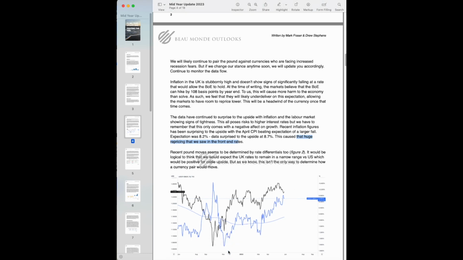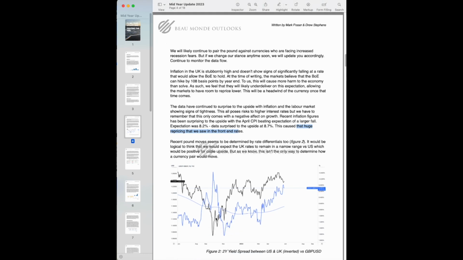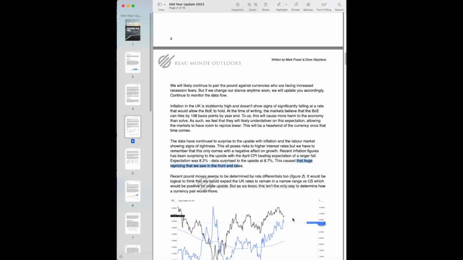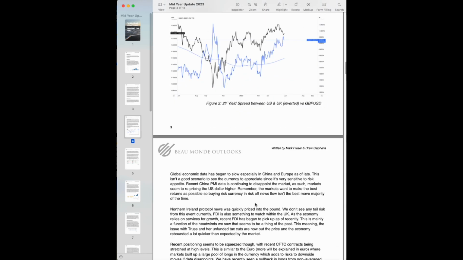And as you can see here, this is inverted, but we saw that repricing occur here where a higher spread allowed for moves higher in the currency. So this is the US 2-year versus the GBP 2-year. That basically means any moves higher we saw in this was GBPUSD trading higher, and that allowed the currency to move relatively rapidly.